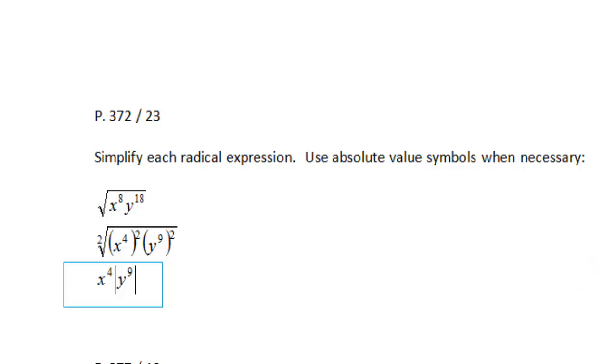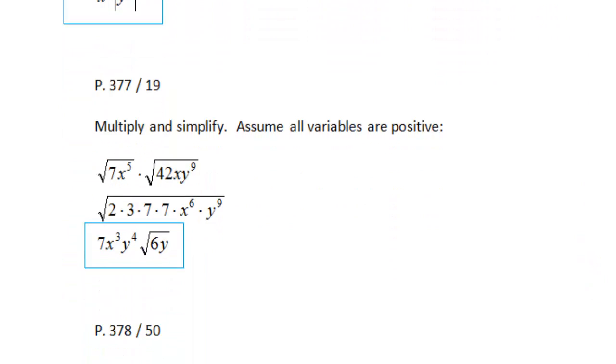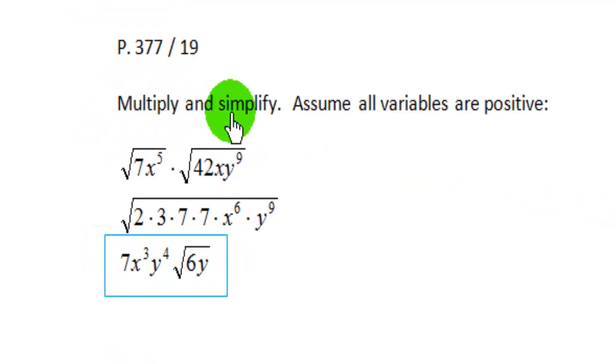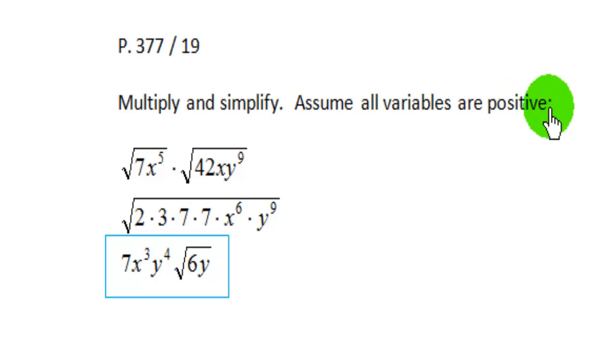Moving on to page 377, number 19. The directions read, multiply and simplify, assume all variables are positive. When it says assume all variables are positive, you no longer need to worry about putting anything within the absolute value symbol. If we're going to multiply the square root of 7x to the 5th times the square root of 42xy to the 9th, what I did was I factored the 7 and the 42.